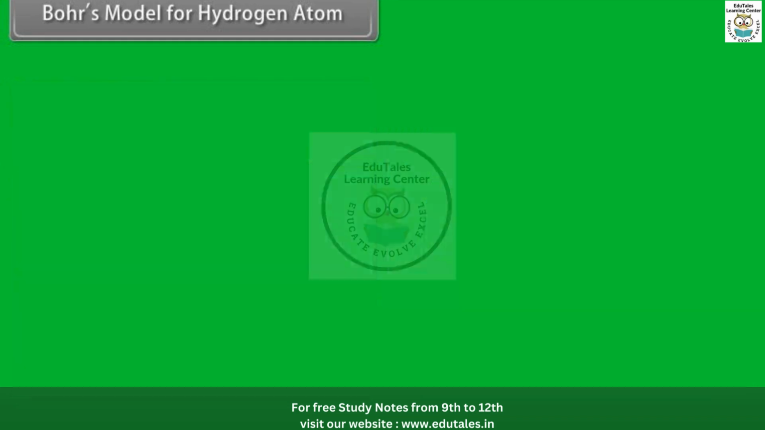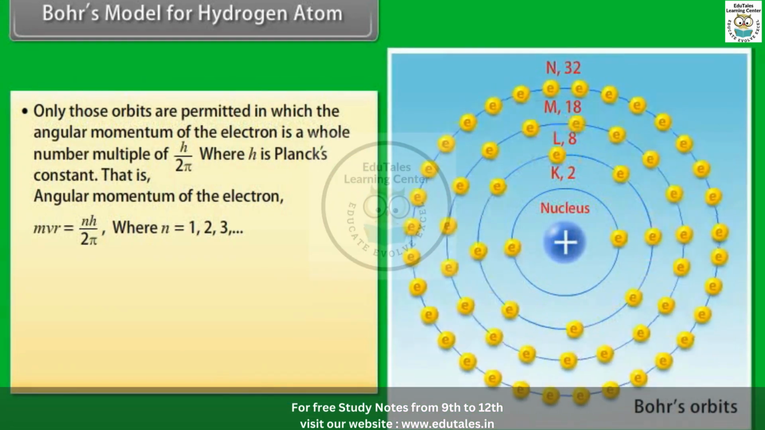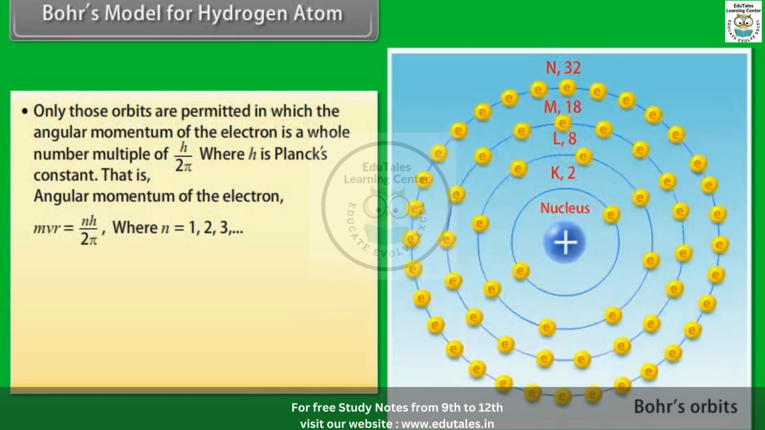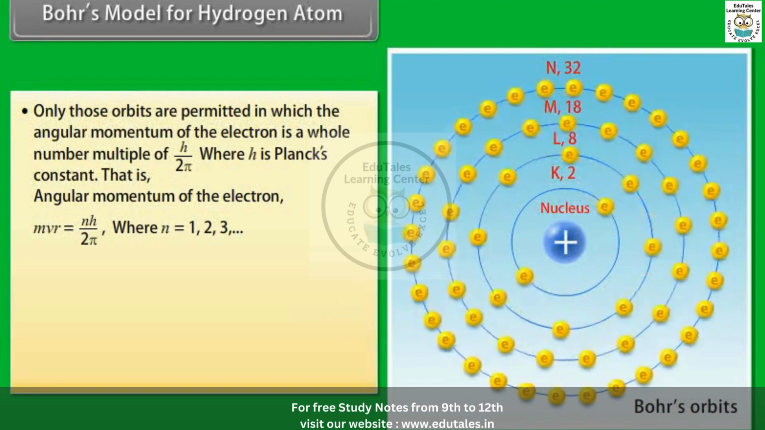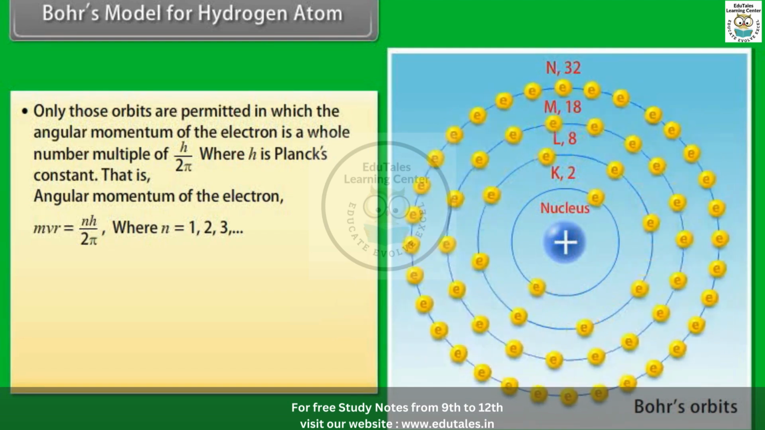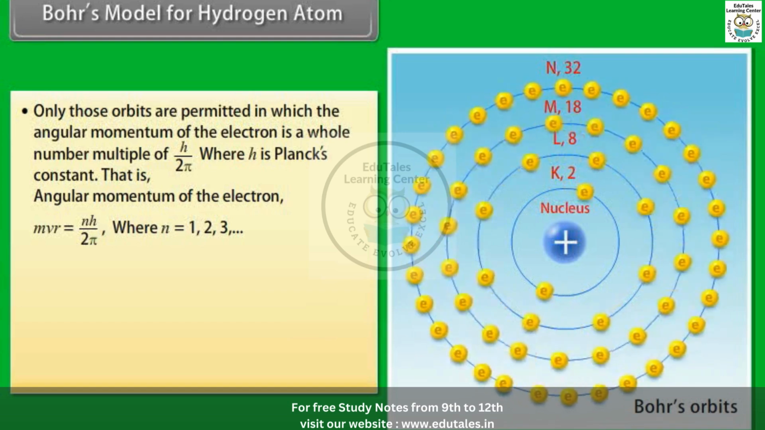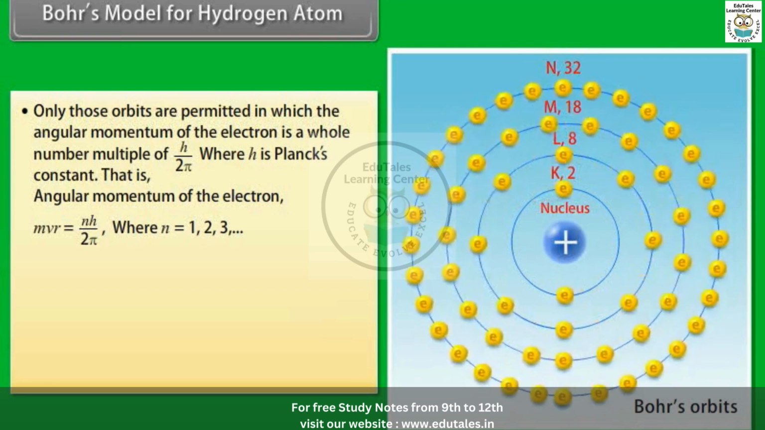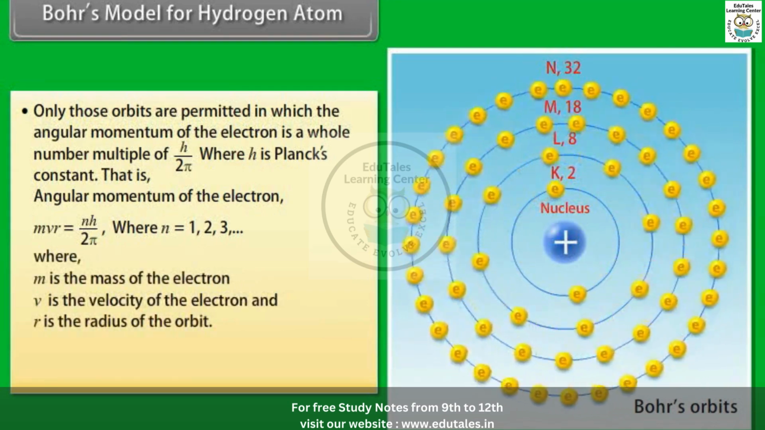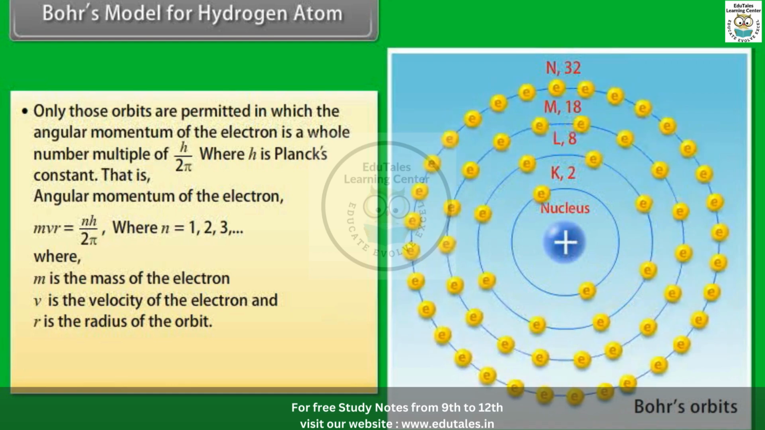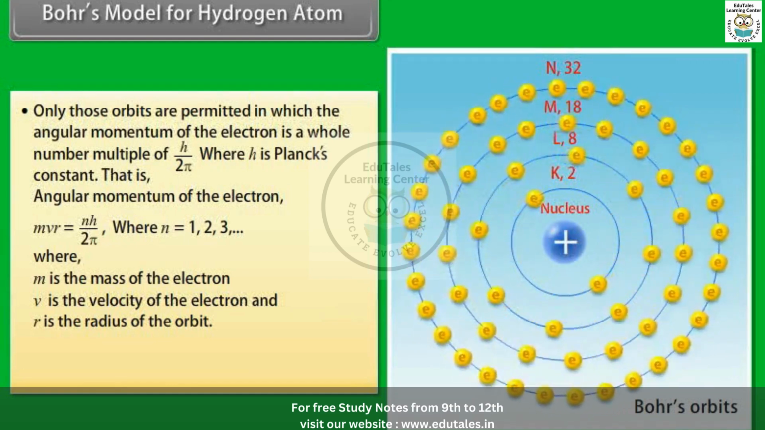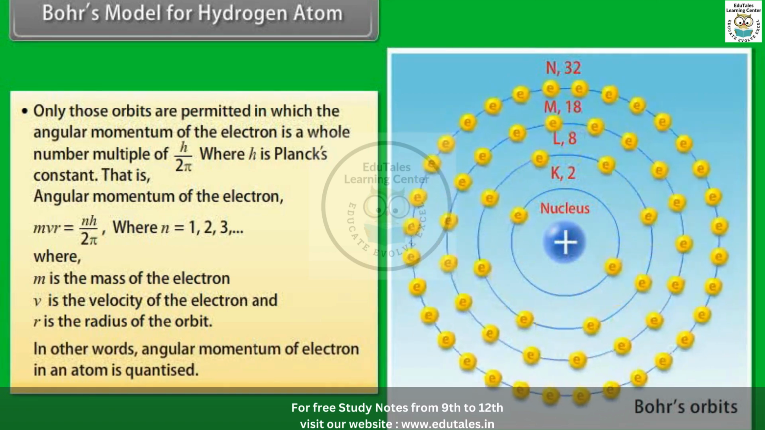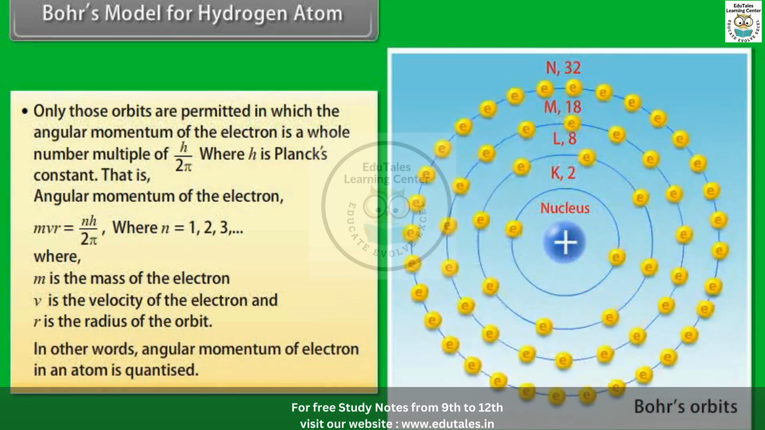shells. Only those orbits are permitted in which the angular momentum of the electron is a whole number multiple of h by 2π, where h is Planck's constant. That is, angular momentum of the electron mvr is equal to nh by 2π, where n is equal to 1, 2, 3, etc., where m is the mass of the electron, v is the velocity of the electron, and r is the radius of the orbit. In other words, angular momentum of electron in an atom is quantized.